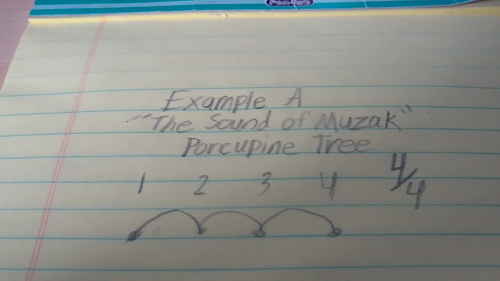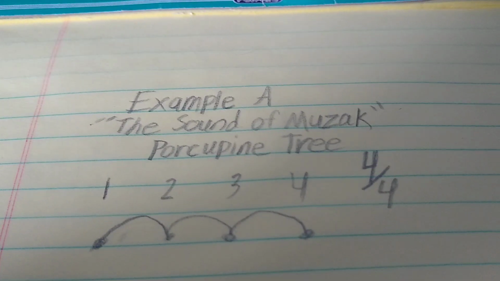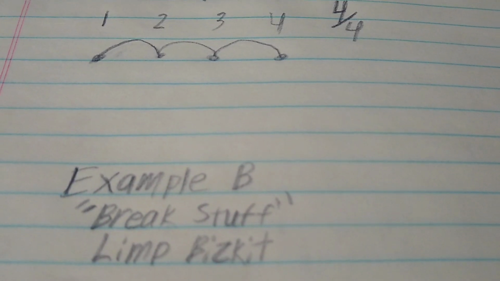There's nothing too interesting going on there. Now let's look at an example of odd timing. So here we have the band Limp Bizkit with their song Break Stuff. Let's see what they're able to pull off.